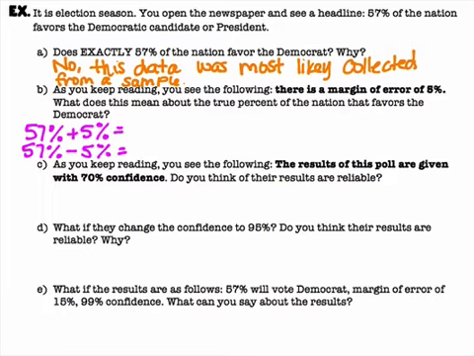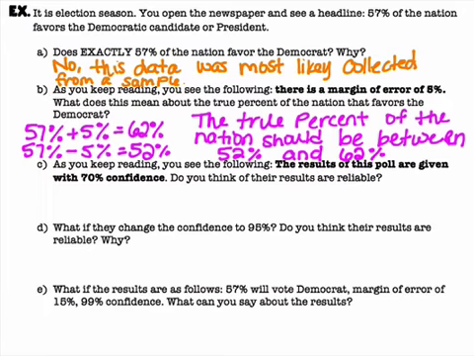B says, as you keep reading, you see the following. There is a margin of error of 5%. What does this mean about the true percent of the nation that favors the Democrat? So a margin of error of 5% means plus or minus 5%. So I'm going to take 57% plus 5%, and I'm going to take 57% minus 5%. So it's 62 and 52. So that means that the true percent of the nation should be between 52% and 62% that favor Democrats.